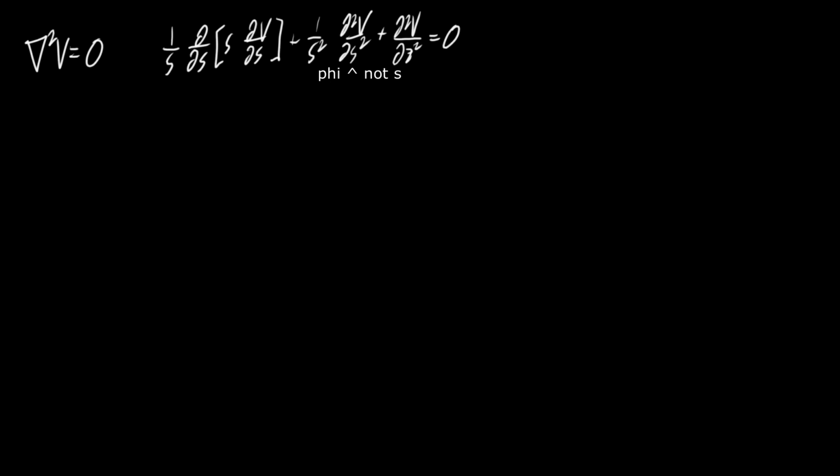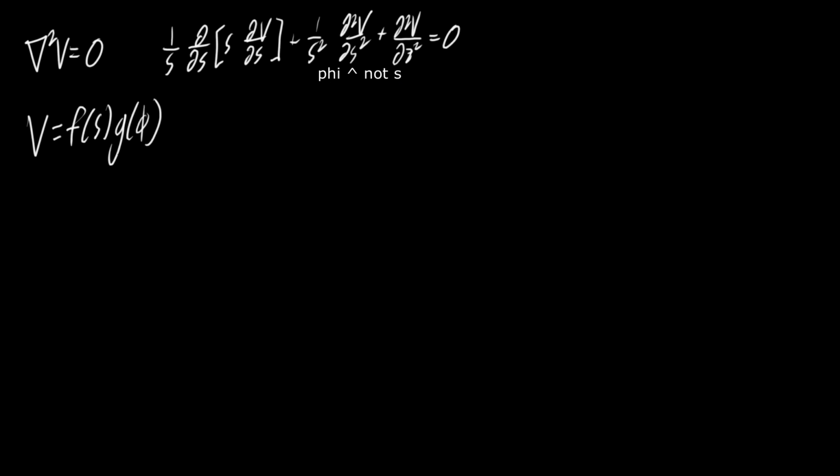Okay, let's get started. So in order to solve these partial differential equations, the most popular and probably the most useful method would just be separation of variables. So what we do is just assume that V is equal to a function of s times a function of phi. So this is what we assume.